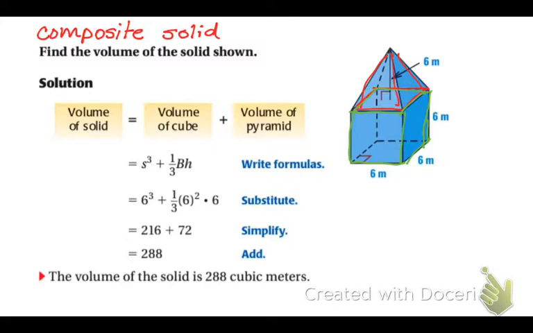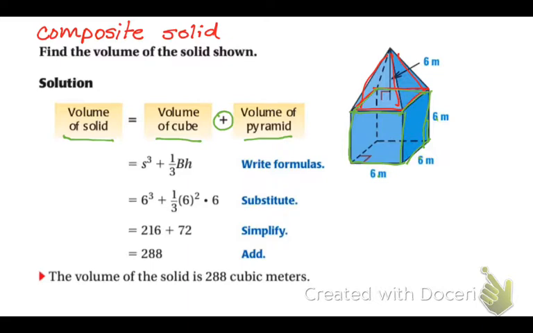And so the way you do that is you look at the volume of the solid. The whole thing is equal to the volume of the cube plus the volume of the pyramid. And that kind of makes sense, right? You're going to take the volume of one, add it to the volume of the other. So in this case, let's write our formulas. Because this is a cube, all its sides are equal. All we do is just multiply together the two sides, and we come up with s cubed.